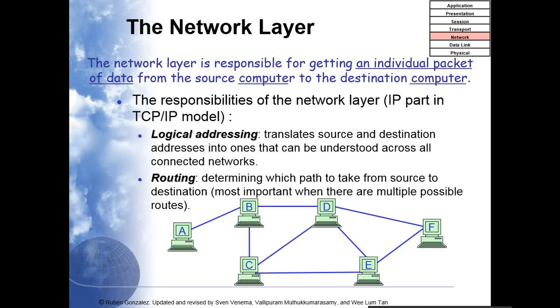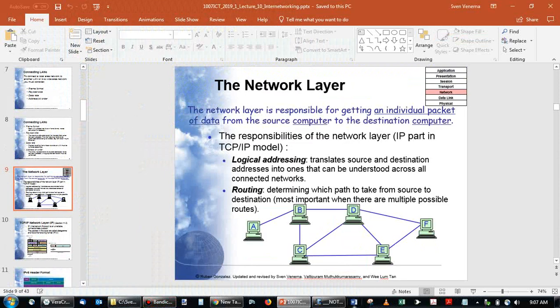Does that make sense? So this is like when you put an address on an envelope in the mail, right? The postman looks at it and they can work out based on that unique address where it needs to go. It's a similar idea. Now we call those IP addresses at this level. Right, so you may have seen those before. Routing, determine which path to take from the source to the destination. Now that's most important when there are multiple possible routes between the different machines.